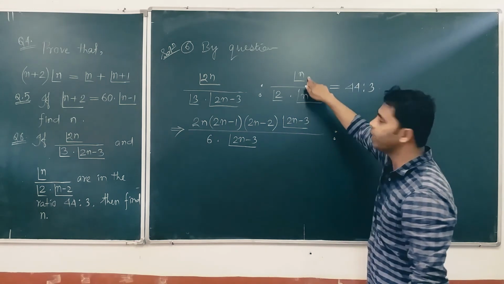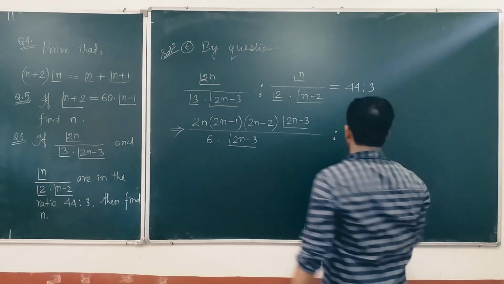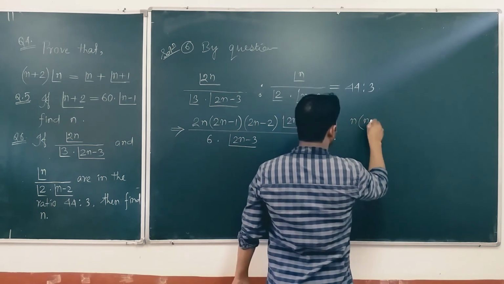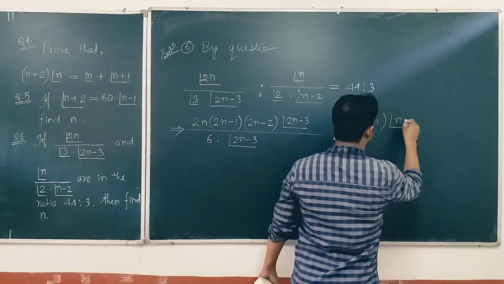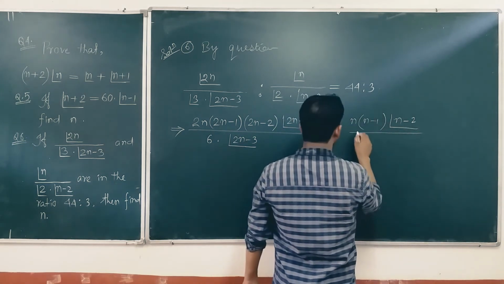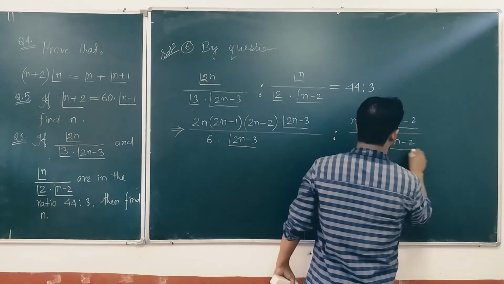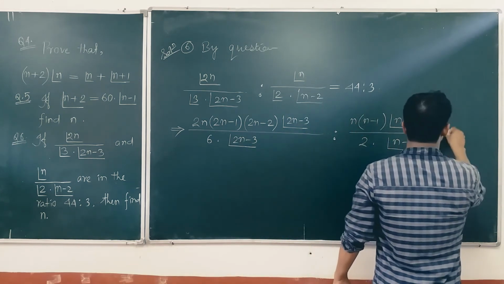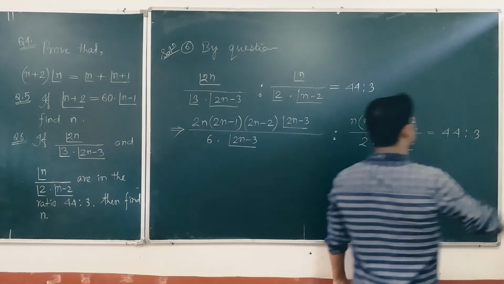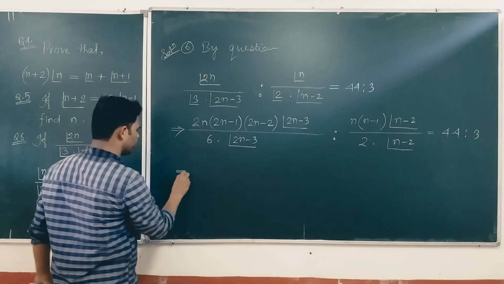Here n minus 2 and n, this is bigger than this one, therefore this n is written like this: n into n minus 1, and within the bracket it must have factorial of n minus 2. Then factorial of 2 is simply 2, into this factorial of n minus 2, which is equal to 44 by 3, given.